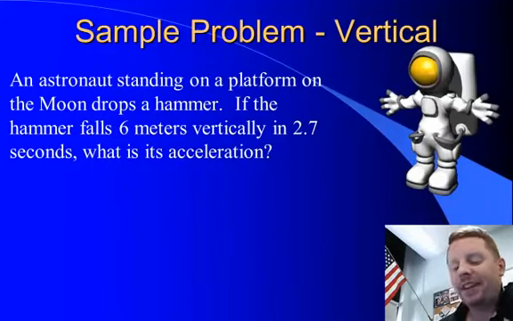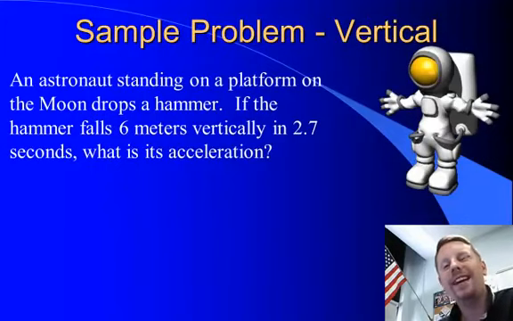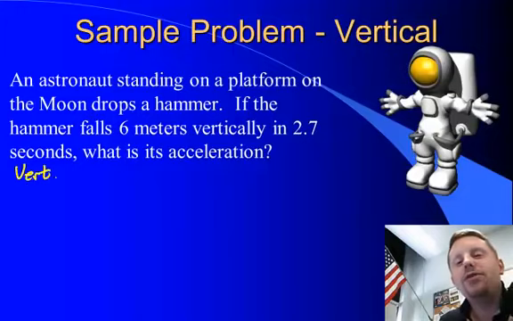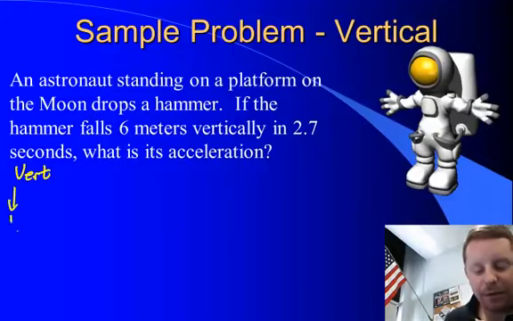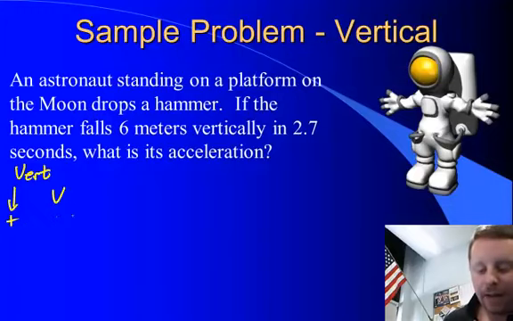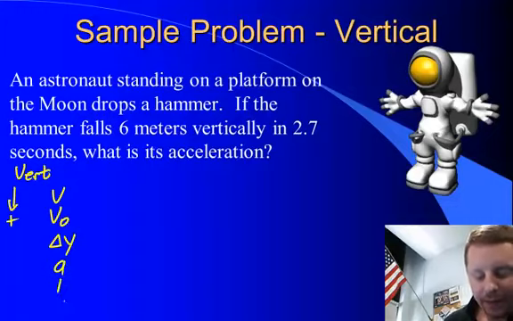An astronaut standing on a platform on the moon drops a hammer. If the hammer falls 6 meters in 2.7 seconds, find its acceleration. This is a vertical problem, and the initial motion of the hammer is going to be down, so we'll call down positive before we make our table. V, V naught, delta y, a, and t.